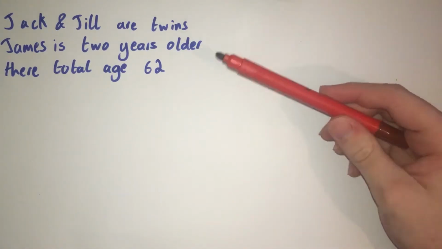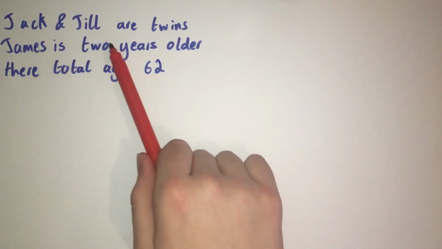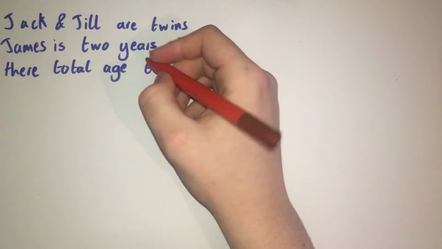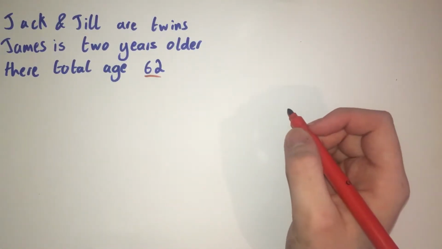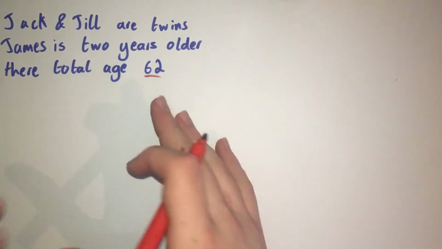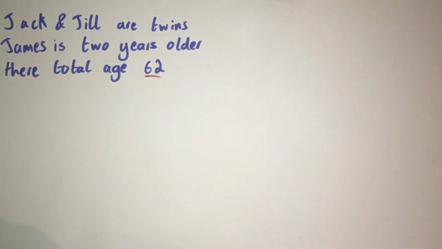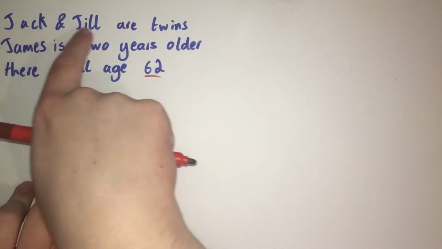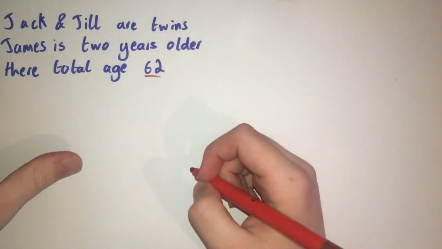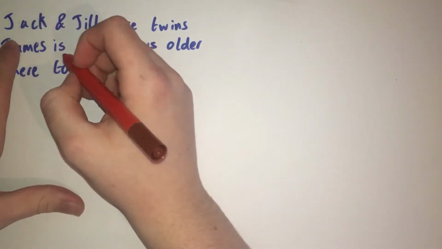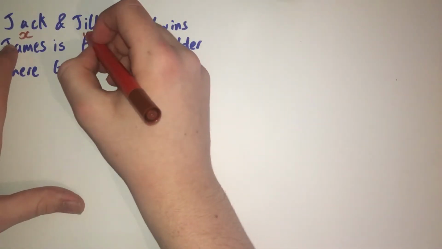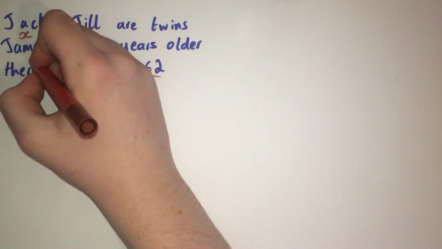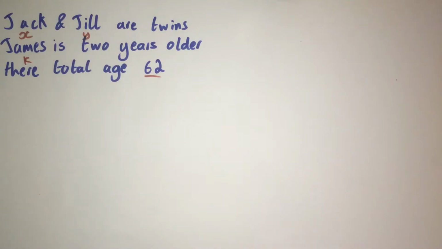Okay, so if we look at this first one, we can see that Jack and Jill are twins. James is 2 years older. Their total age is 62. So we need to find out Jack and Jill's ages and James's age. We can do that first by labeling the names with unknowns. So we can use Jack as X, Jill as Y, and let's do James as K.